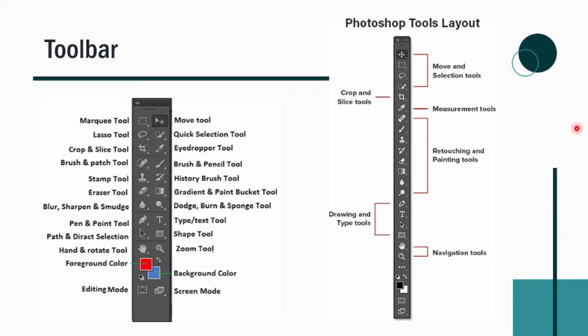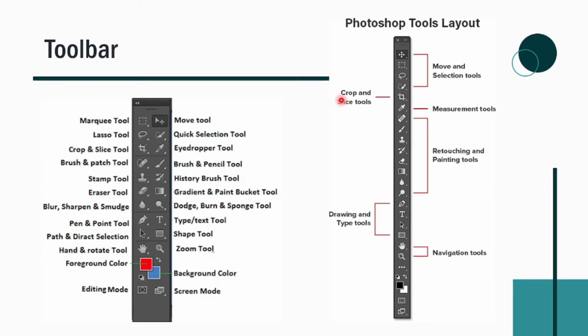Okay, so let's proceed to the Photoshop toolbar layout. Okay, so Photoshop tools layout. Okay, so under the move and selection tools, class, we have here this one, the move tool, the marquee tool, the lasso tool, and the quick selection tool.